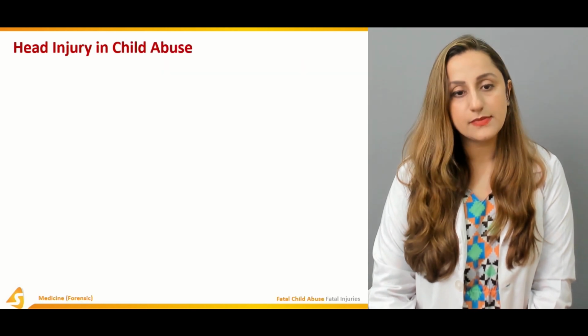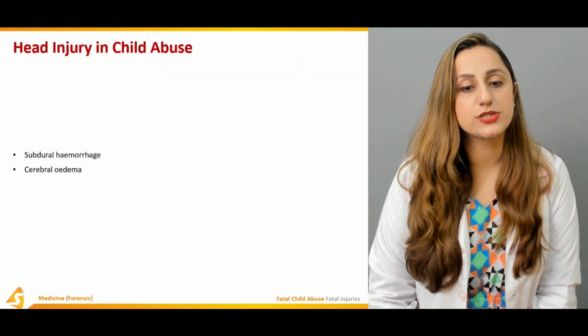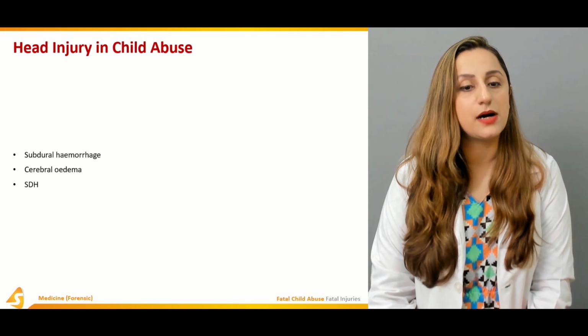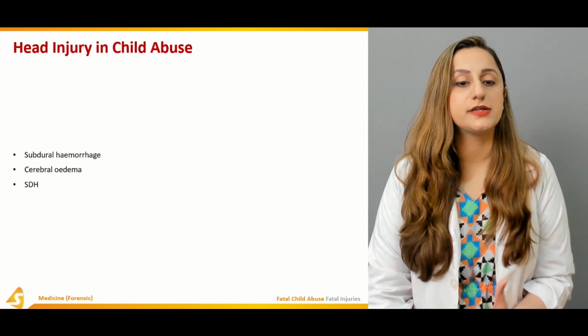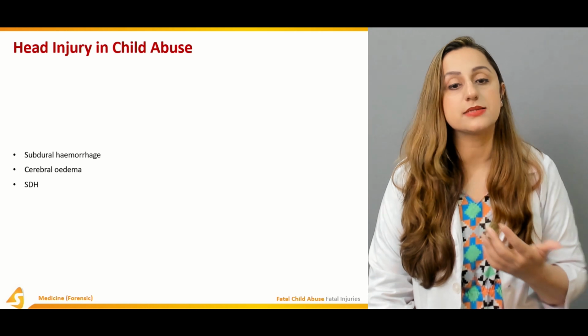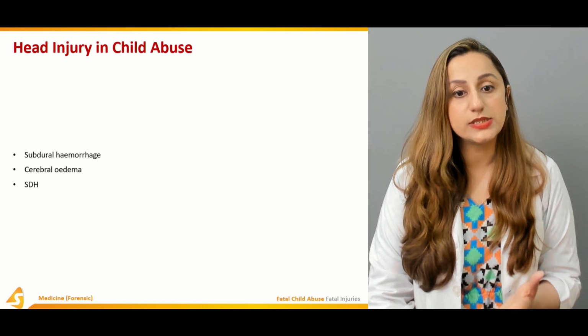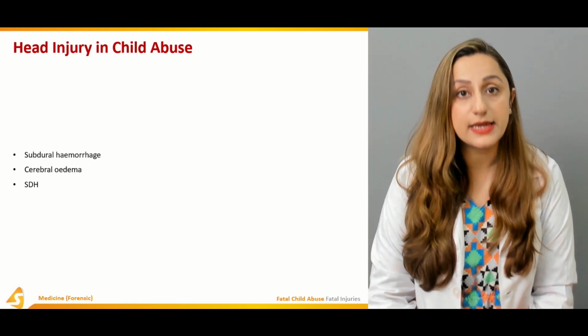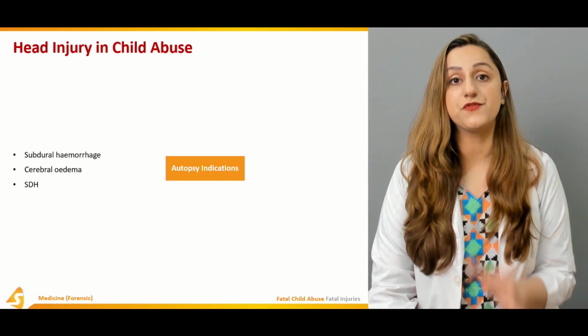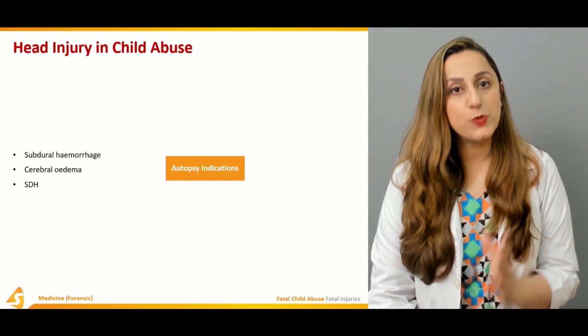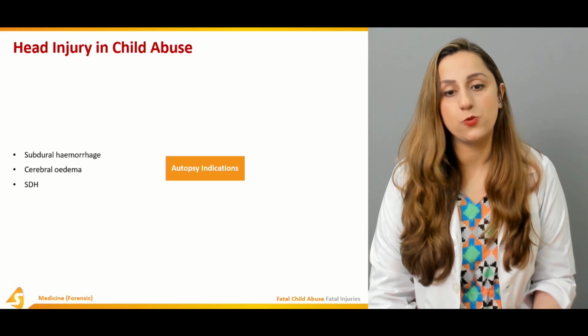Head injuries in child abuse: so subdural hemorrhages, cerebral edema, and then we can have SAH. All of these phenomena are basically referring towards the head injuries that can occur in cases of child abuse, or whenever we have the frontal impacts of the head with the floor, or side bangs with the walls as well.